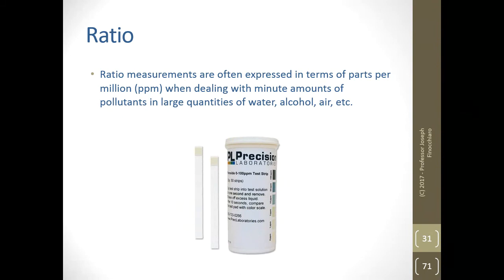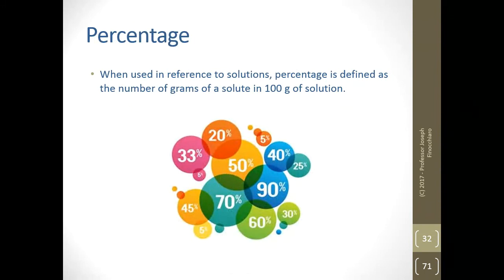Ratio measurements are expressed in terms of parts per million when dealing with minute amounts of pollutants in large quantities of water, alcohol, air, and so on.